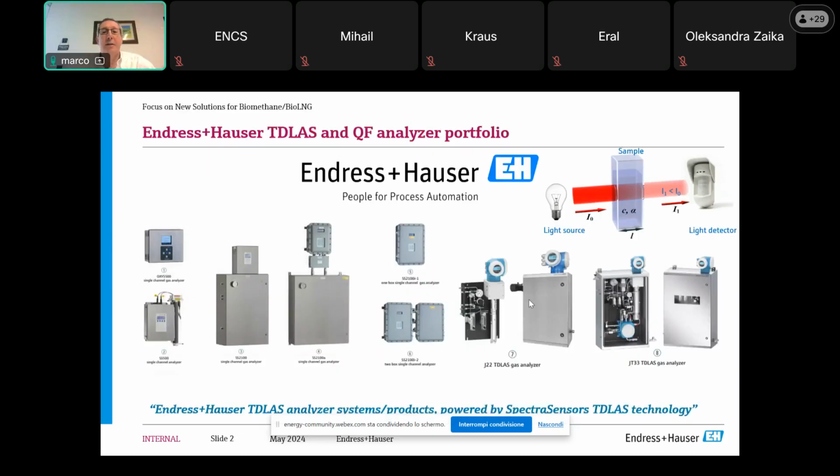The first slide represents the evolution of the laser analyzers manufactured by Endress+Hauser. From left to right, you can see the old versions and the new compact version. Just a brief approach to the measuring principle, which is based, like all optical analyzers, on the Lambert-Beer law.